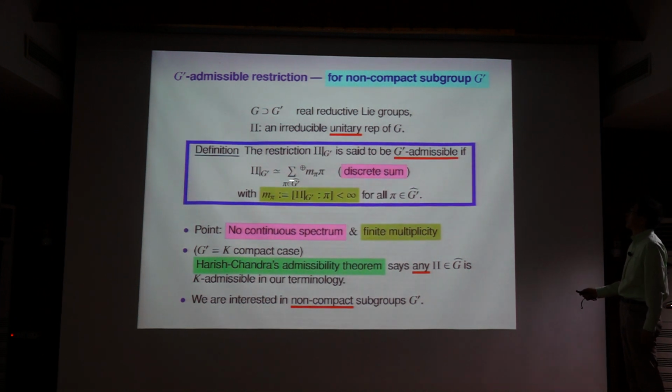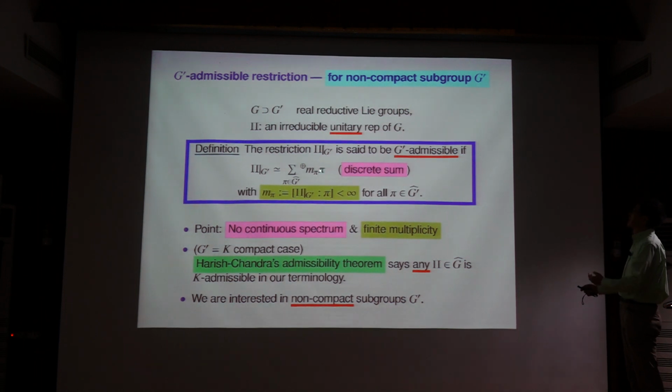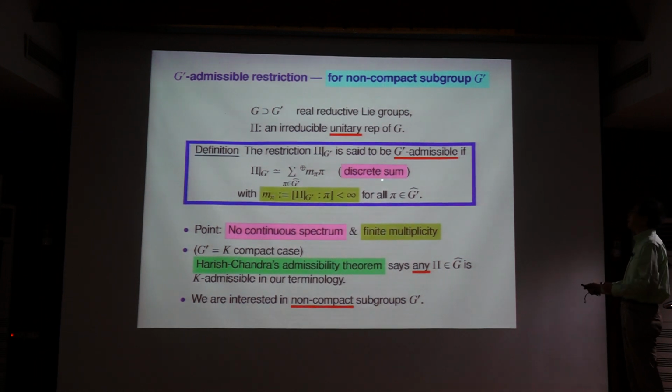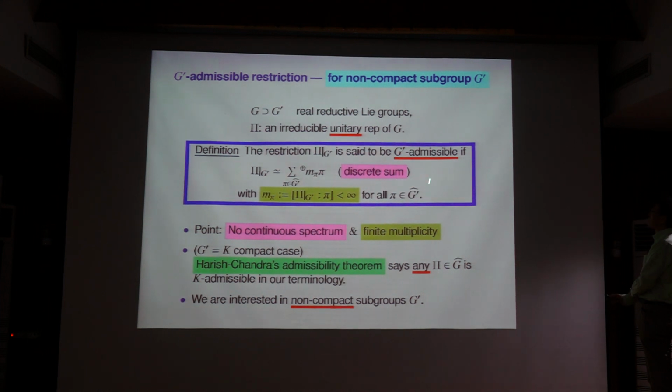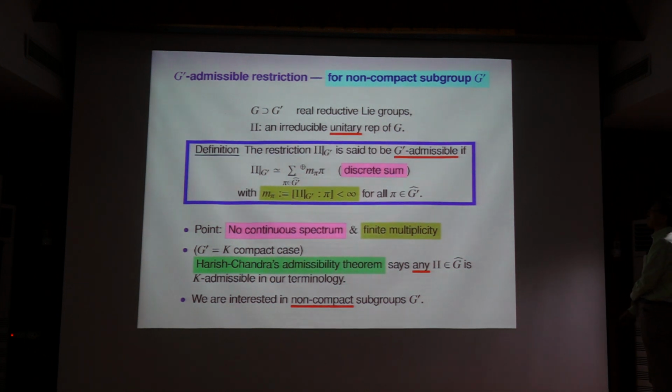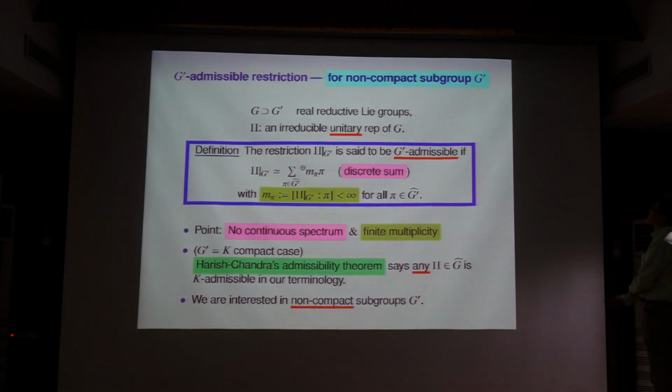And moreover, we consider the case when each multiplicity is finite. So this is not always the case, but if this is satisfied, namely discretely decomposable and with finite multiplicity, we say that the restriction is Z prime admissible. So in this sense, Harish-Chandra's admissibility theorem, if we use this terminology, means that any irreducible unitary representation is K admissible in our terminology. But we want to use this terminology for non-compact reductive subgroups.